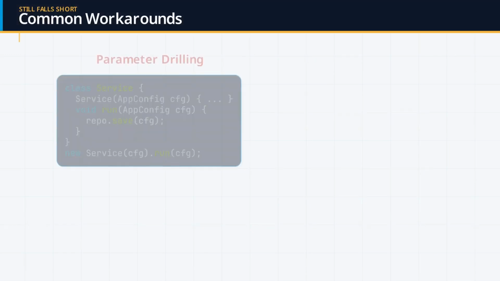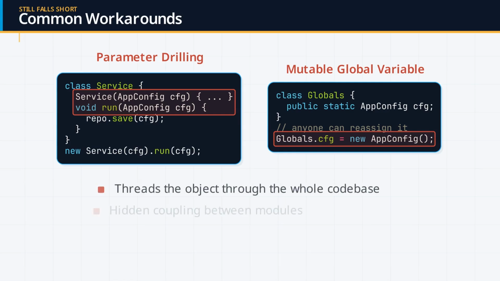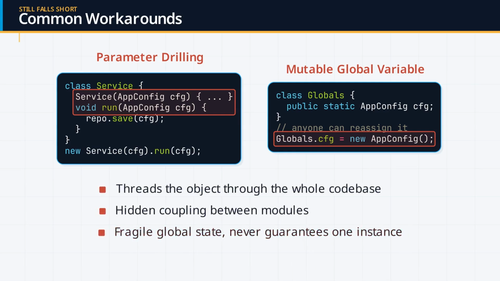One common workaround: pass a single AppConfig through constructors and parameters everywhere. Another: a mutable global anyone can reassign. Both are fragile, full of hidden coupling, and never guarantee one instance.